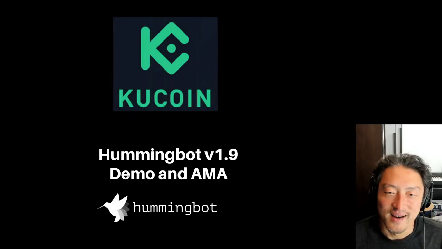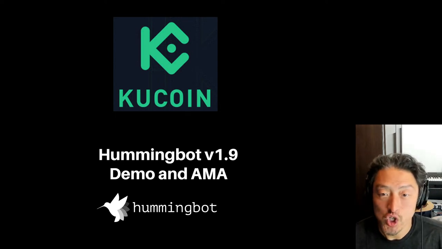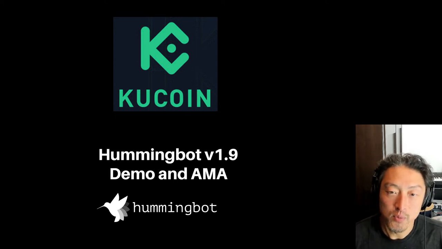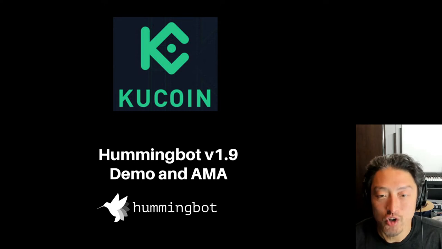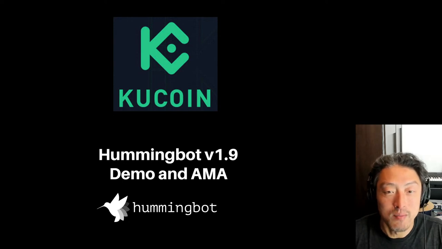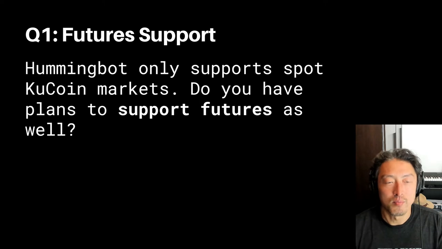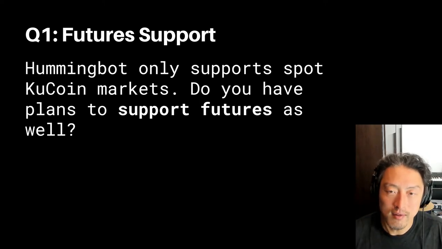Welcome back. Now that you've seen demos of how the Hummingbot scripts feature works on both the pure market making example and the cross exchange market making example, I'd love to answer some questions we've received from the KuCoin community. Number one, Hummingbot only supports spot KuCoin markets. Do you have plans to support futures as well?